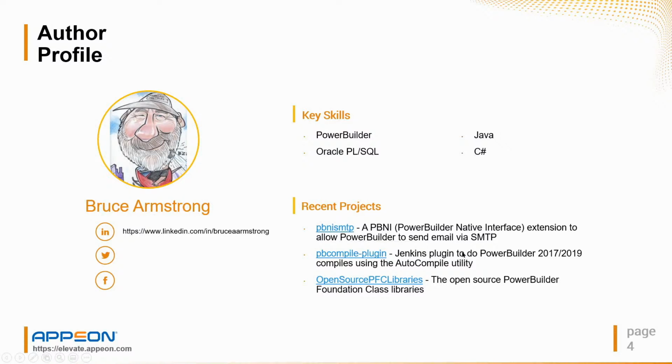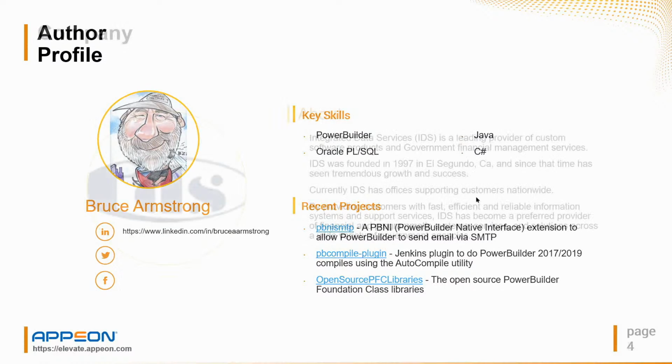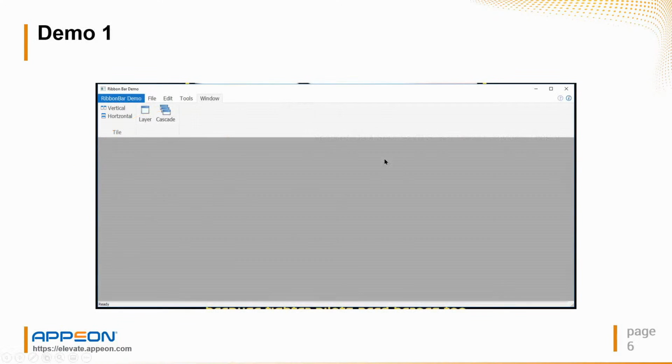And then I wrote a plugin for Jenkins, actually a couple of them, but the one in particular is one that uses the autocompile utility that was introduced in 2017 and is available in 2019 as well, to do command line compiles so that Jenkins can do automatic PowerBuilder application compiles. So if you're looking for getting into continuous integration, that might be something you want to look at. A little bit about the company I work for, and let's launch on into the demo here.